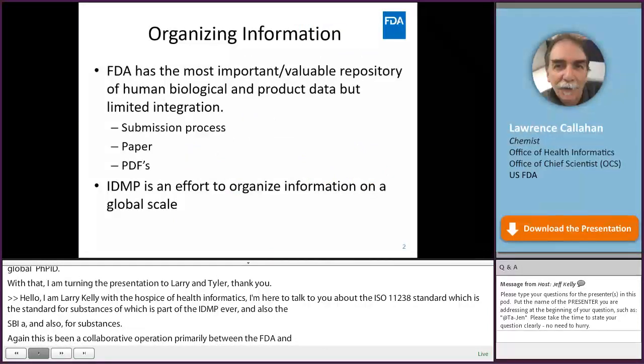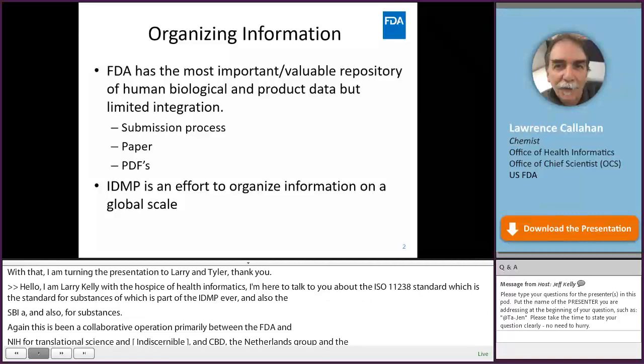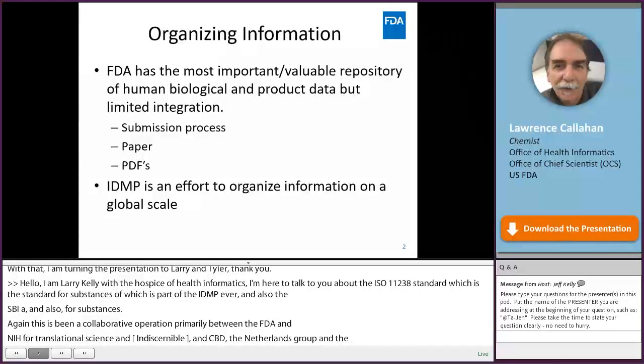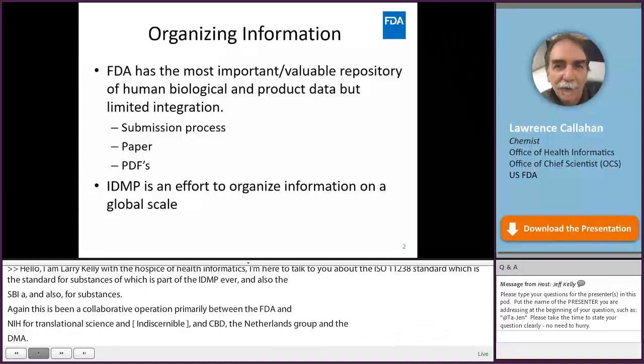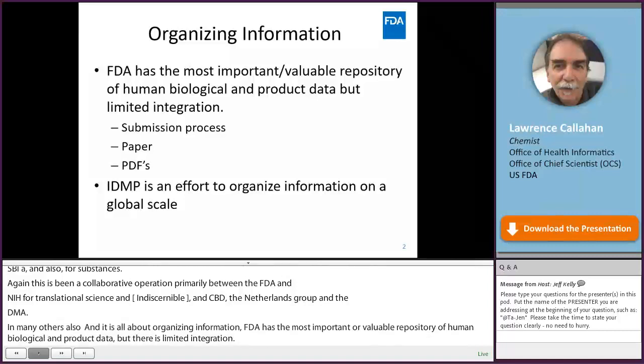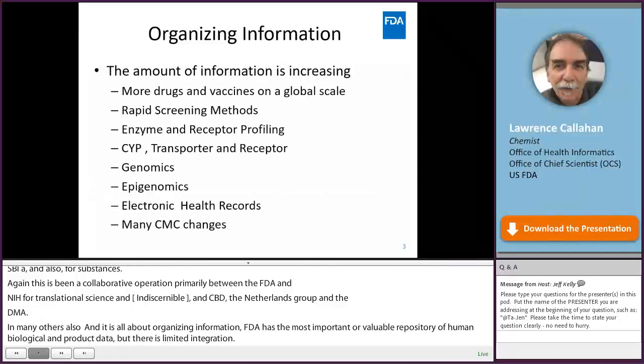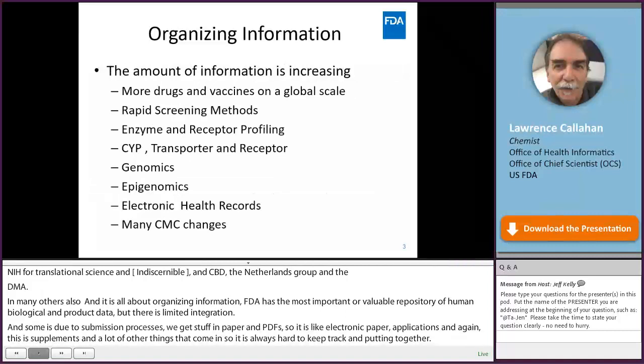FDA has the most important and valuable repository of human biological product data, but there's limited integration. Some of it is due to the submission process, where we get things in paper and PDFs, which is always electronic paper. We get them as applications. And again, it's usually not a single submission, but there are supplements and a lot of other things that come in. So it's always hard to keep track and put things together. And the IDMP is an effort to organize this information on a global scale. And the amount of information, of course, is drastically increasing.